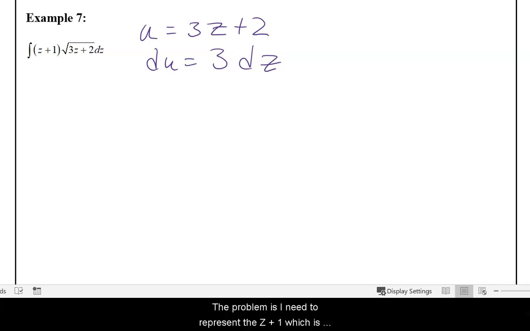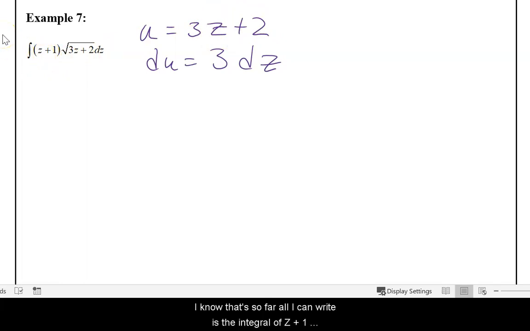The problem is, I need to represent the z plus 1, which is remaining here in the integrand, somehow in terms of u. But my u is 3z plus 2, and there is nothing I can factor out here that will turn it into a z plus 1.